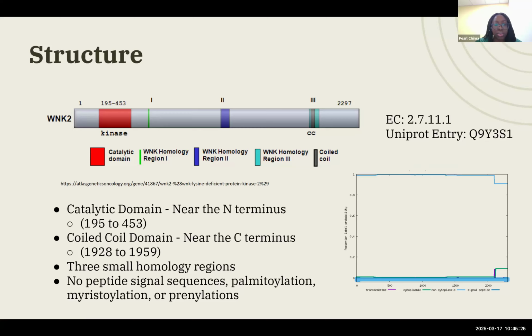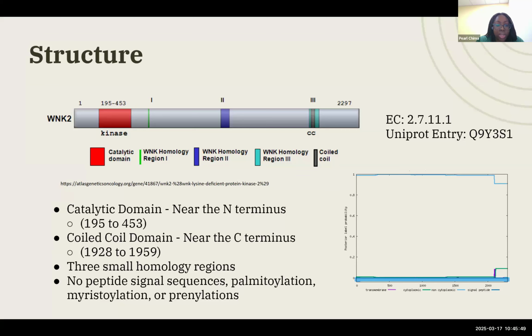The kinase domain is important for phosphorylating the amino acids serine and threonine, and the coiled coil region is important for WNK2's protein-protein interactions. It has three homologous regions, which make its structure very similar to other WNKs in its family, but its function differs greatly from them.